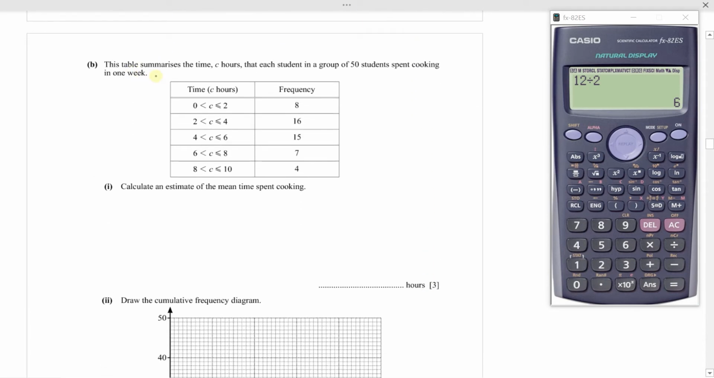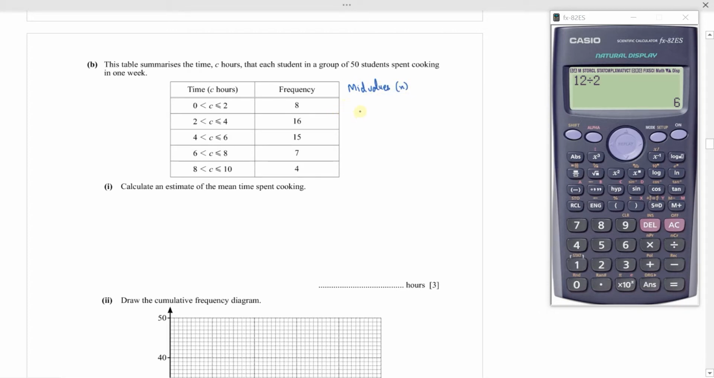Part B: the table summarizes the time, in hours, that each student in a group of 50 students spent cooking in one week. So 8 students spent between 0 and 2 hours, 16 students spent between 2 and 4 hours, and so on. The first part is to calculate an estimate of the mean time spent cooking. Since you have class intervals, to calculate the mean you first need to find the mid values for these class intervals. Let me write down mid values and call them x.